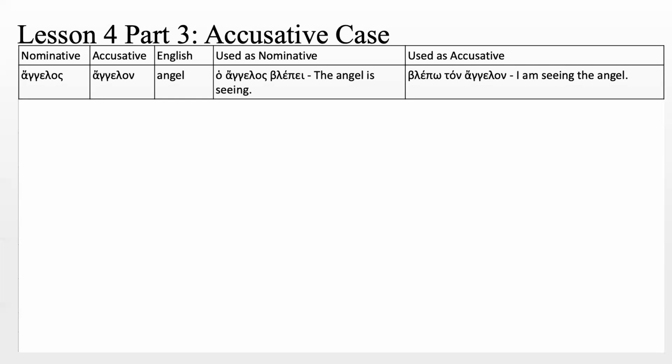Angelos is nominative. If we remove the -os and add -on, that's the accusative form of the same word. In English, angelos and angelon mean angel. Here's an example of angelos used as a nominative. Ho angelos blepei, the angel is seeing. It's the subject of the sentence. Here's angelon used as accusative. Blepo ton angelon, I am seeing the angel. Here, angelon is the direct object.